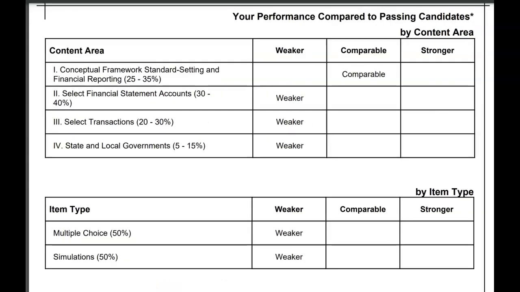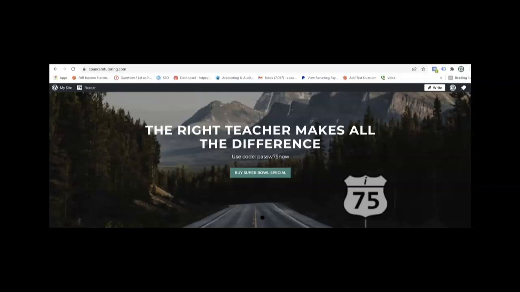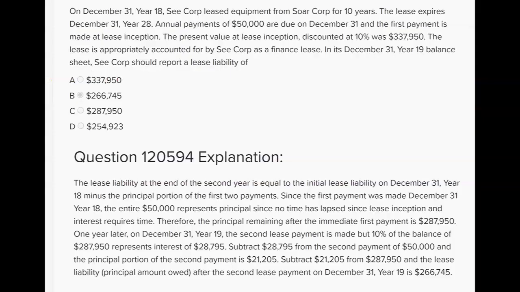the same time. And this first question is going to be about leases, and that's from Section 3, Select Transactions. On December 31st, year 18, C Corp leased equipment from SOAR for 10 years. The lease expires December 31st, year 28. Annual payments of $50,000 are due December 31st, and the first payment is made at lease inception. So that means annuity due. The present value at lease inception, discounted at 10%, they give us $337,950. The lease is appropriately accounted for by C Corp as a finance lease. In its December 31st, year 19 balance sheet, C Corp should report a lease liability of how much?